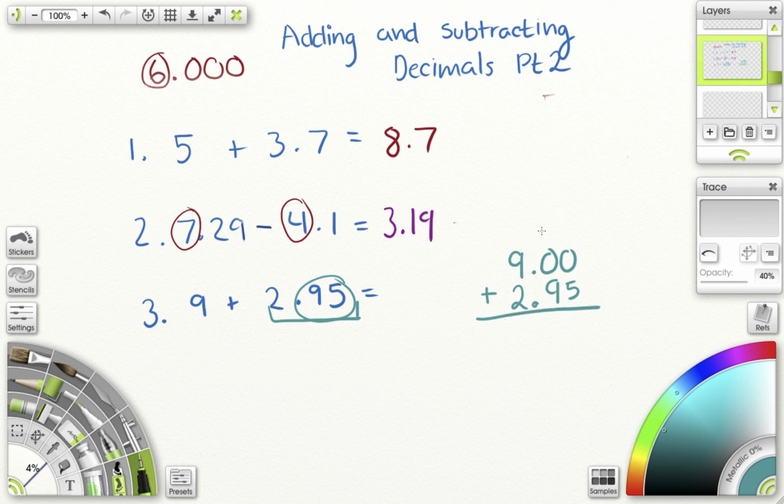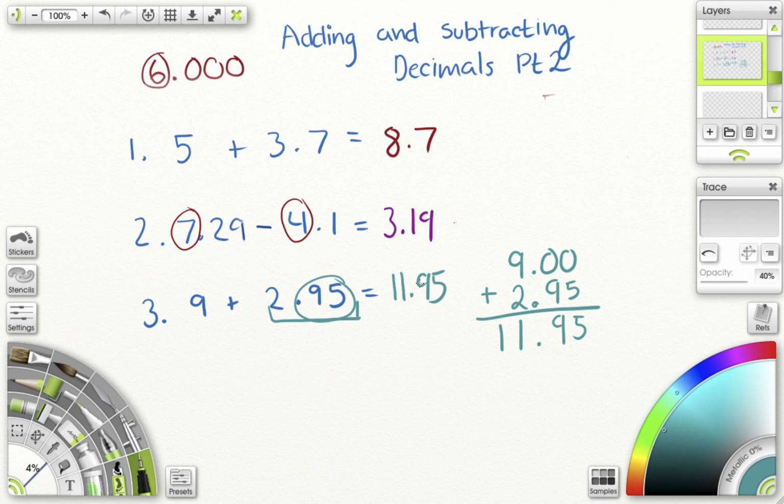There we are. And now I can just add them like I normally would add decimals. So I have my decimal places. I can just put one down there ahead of time. 0 plus 5 is 5. 0 plus 9 is 9. 2 plus 9 is 11. And that's my final answer, 11.95. All right, and there you are.